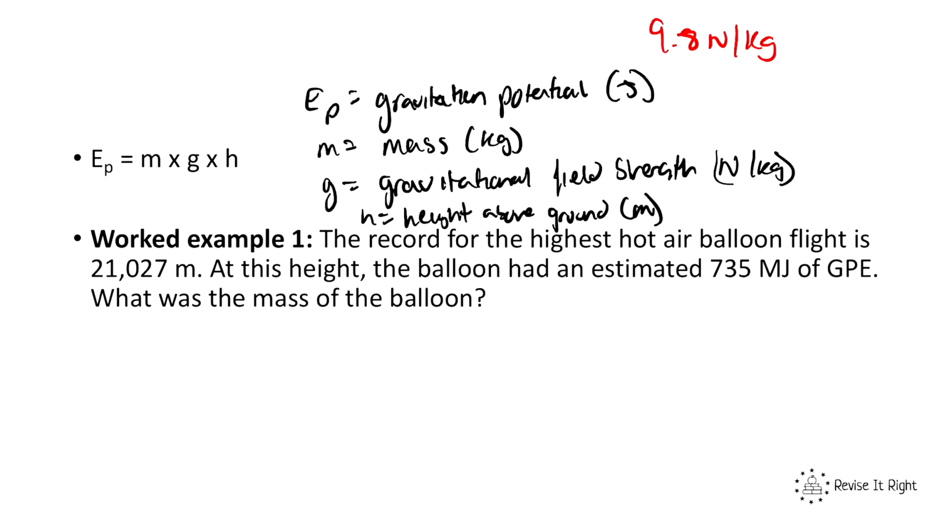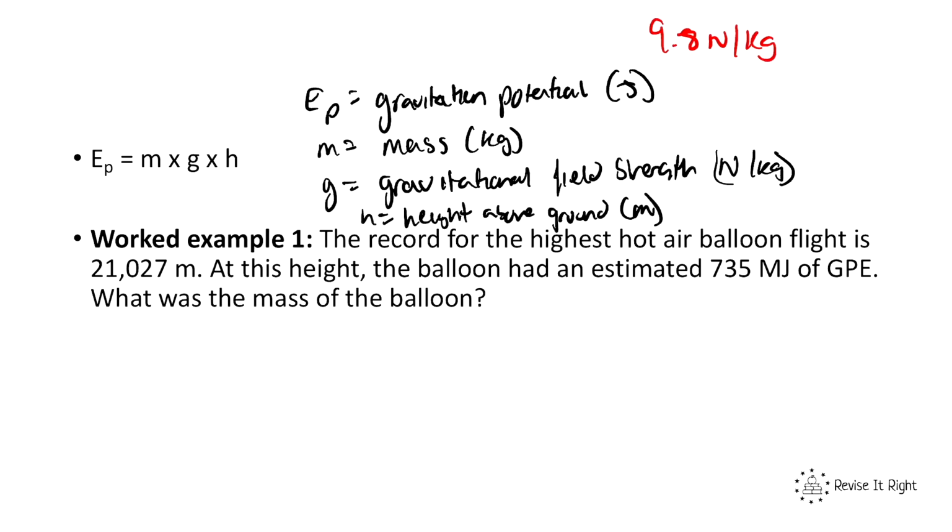So let's go through a worked example. The record for the highest hot air balloon flight is 21,027 meters. At this height, the balloon had an estimated 733 megajoules of gravitational potential energy. What was the mass of the balloon?